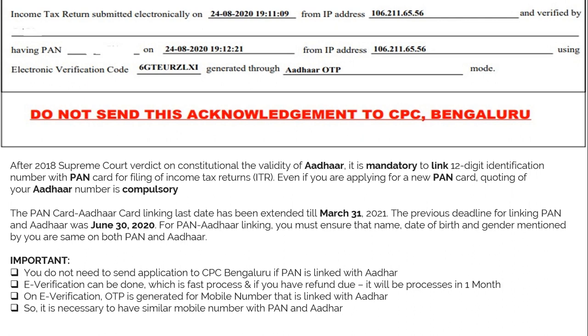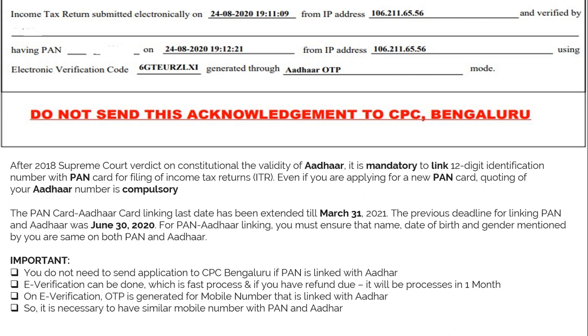E-verification can be done, which is a fast process, and if you have a refund due, it will be processed in just 1 month. On e-verification, an OTP is generated for the mobile number that is linked with Aadhaar. So it is necessary to have the same mobile number with PAN and Aadhaar. Your PAN details are already there, and if you have linked your PAN with Aadhaar, then there must be a mobile number with Aadhaar, and accordingly the OTP will be sent to your mobile phone, and then e-verification can be done. This will save your time in sending the acknowledgement to CPC Bangalore.